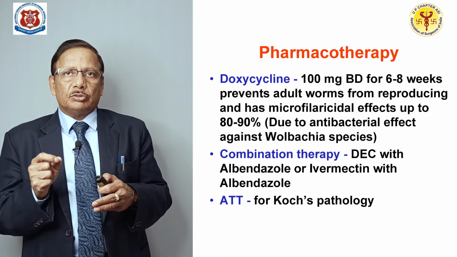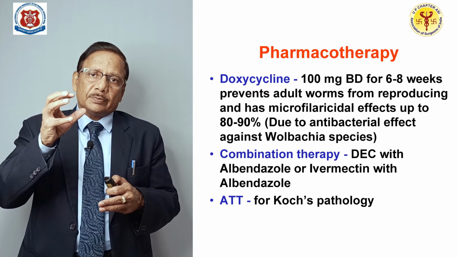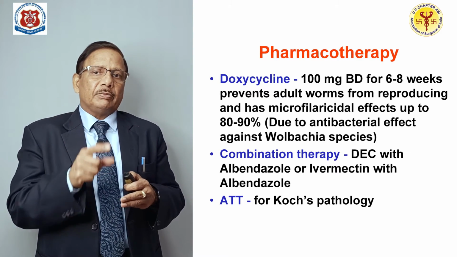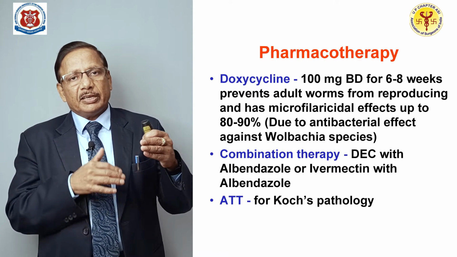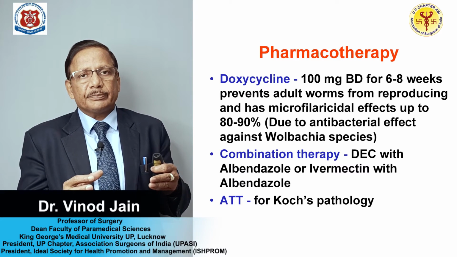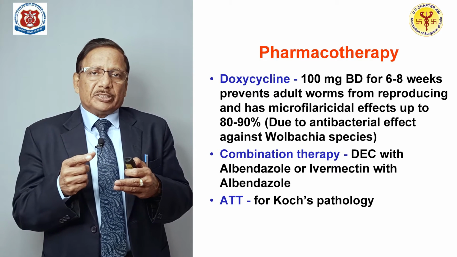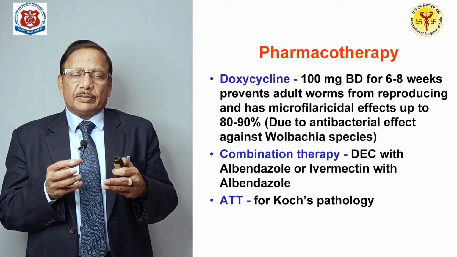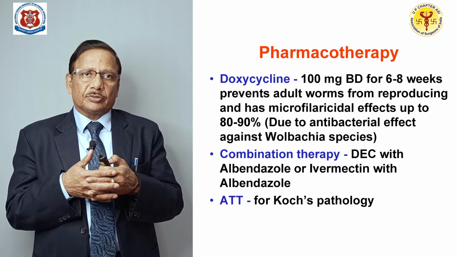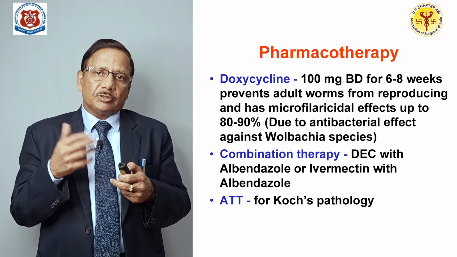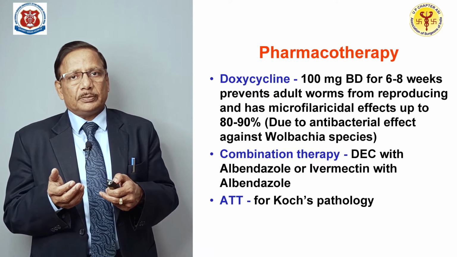twice a day for 6 to 8 weeks. It is given so that it reduces the reproductive power and kills the Wolbachia bacteria. It is very important for all of you to understand that while treating filariasis, you should always combine doxycycline as well. As I told you, the combination therapy with DEC, albendazole, ivermectin and doxycycline, all these work together and give very good results. If the etiology is tuberculosis, you need to give anti-tubercular treatment as per the WHO protocol.